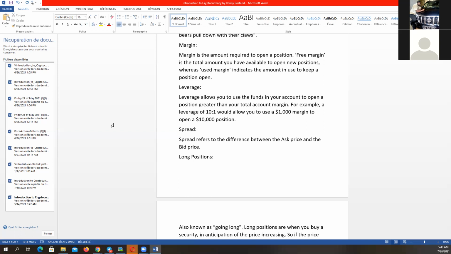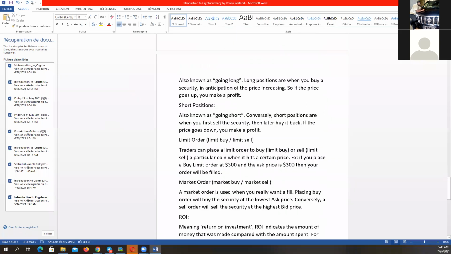The spread mostly will be seen in Forex, where I'm going to show you the ask and the bid price. And the difference between the ask and the bid price will basically be the spread. And the spread is the cost of the trade. So you're going to learn about all of that shortly.